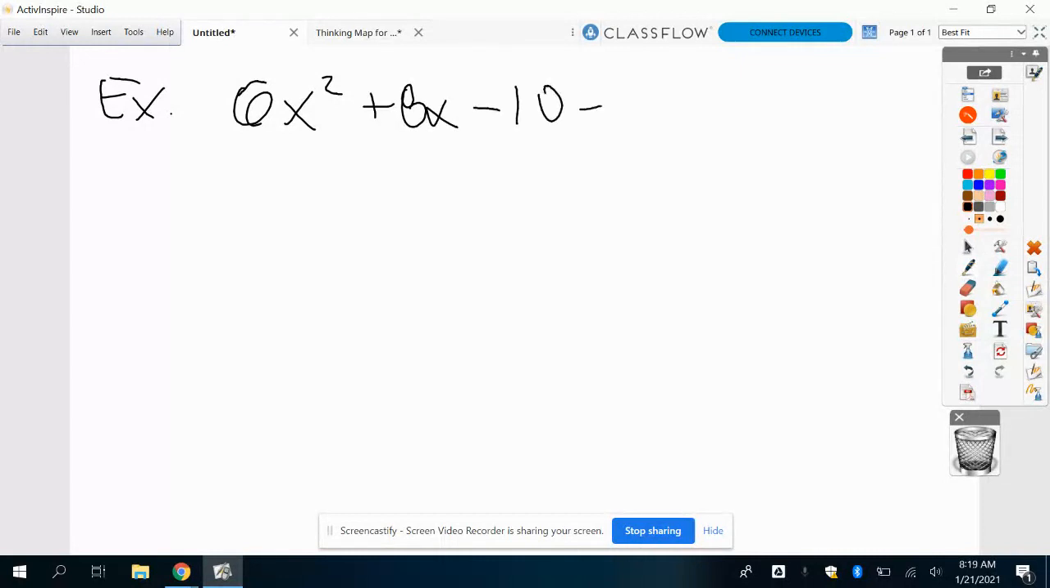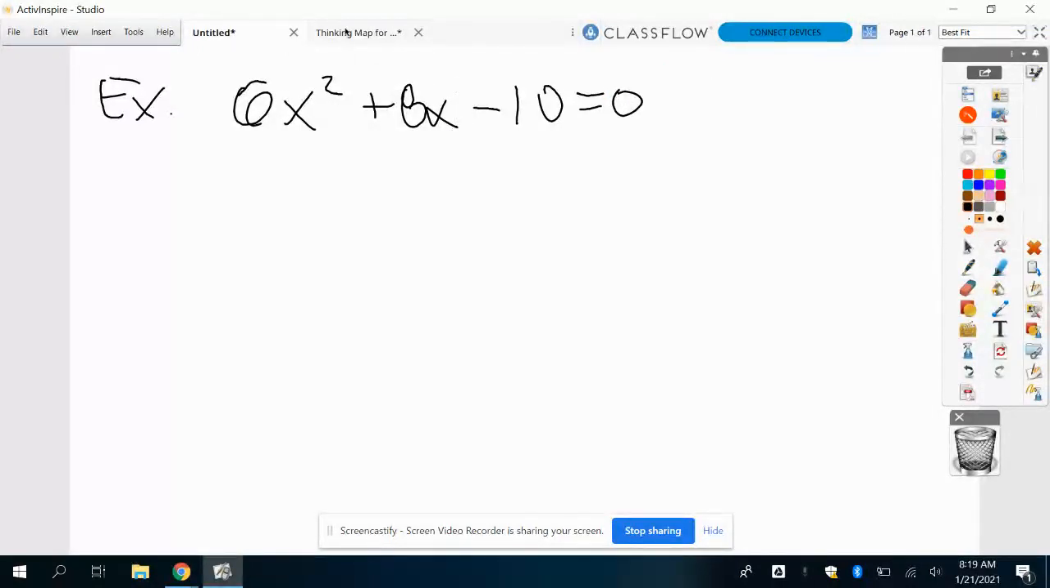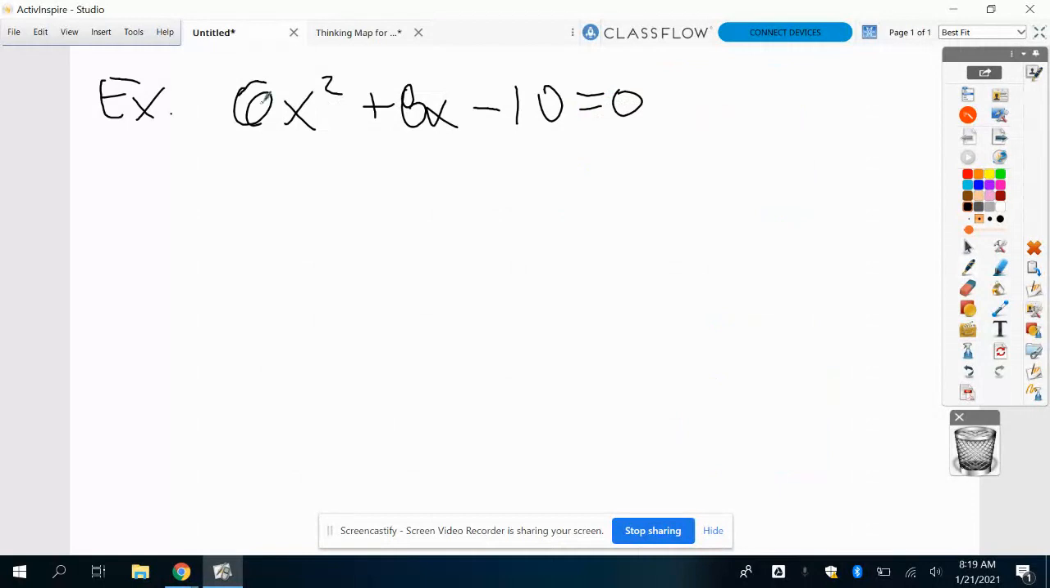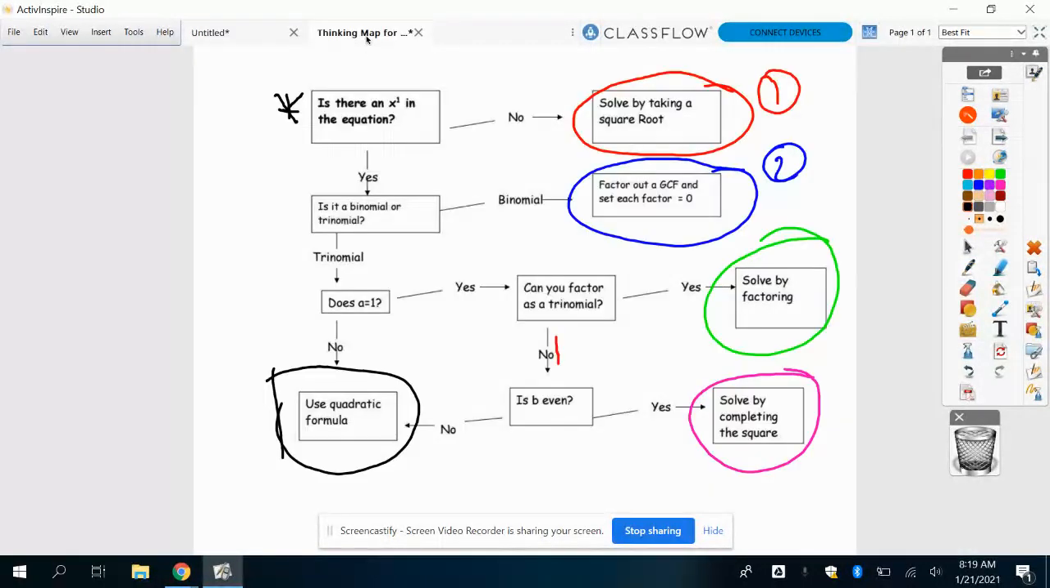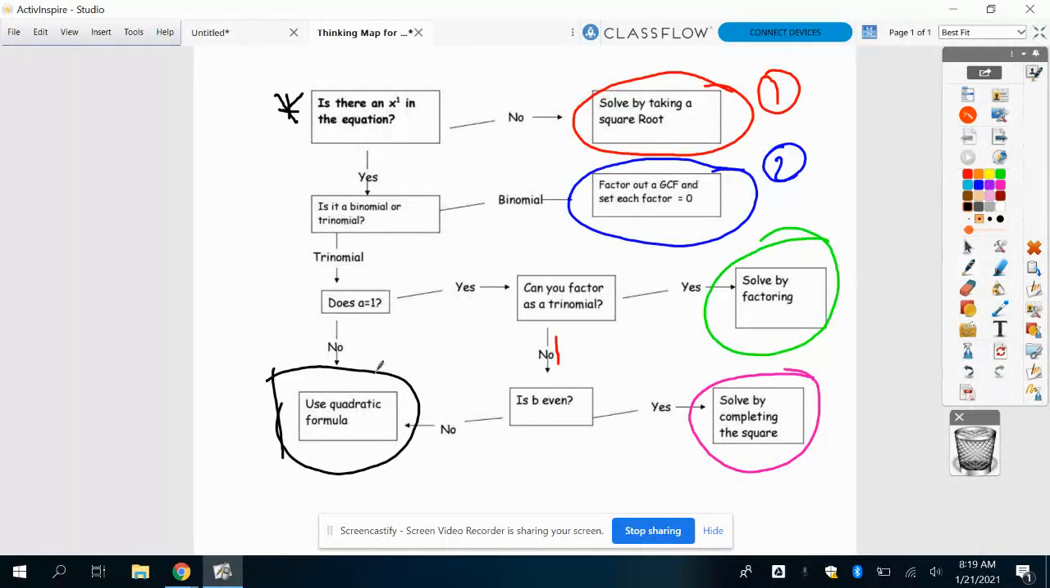minus 10 equals 0. So if I look at my thinking map, is there an x to the first power? On this problem, yes, there is. There's that 8x, so I'd look at yes. Binomial or trinomial? Well, if we look, we got 6x squared, 8x, minus 10. That's 3 terms. It's a trinomial. Does a equal 1? In this problem, a is 6, so it does not equal 1. So we want to look at no, and that leaves us to the quadratic formula.